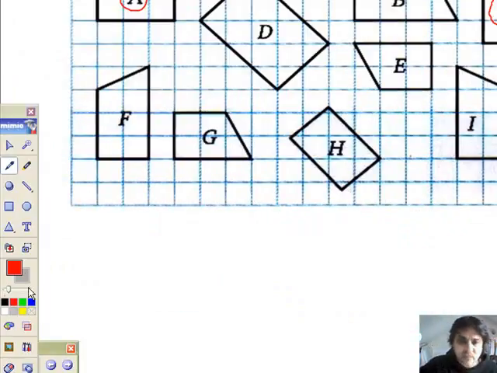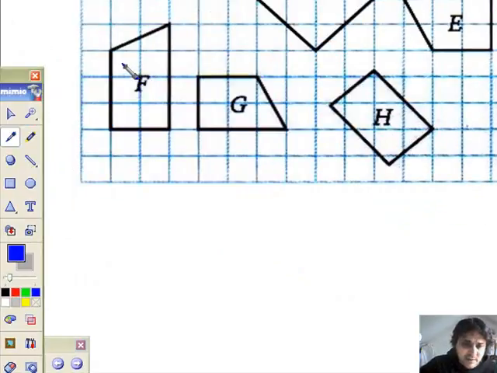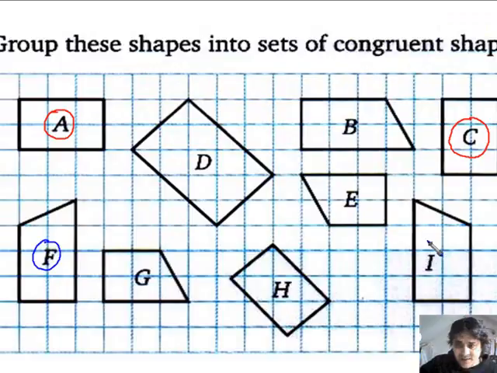Now, let's go for a different colour. If we look at trapezium F, so basically I've got 1, 2, 3, 4, 5, 6 squares there, so 3 by 2, plus this 2 by 1 triangle. So I'm looking for something that is congruent to F, and I is exactly the same. Look, 1, 2, 3, 4, 5, 6, a 2 by 3 rectangle, and a 2 by 1 triangle. So I and F are congruent.